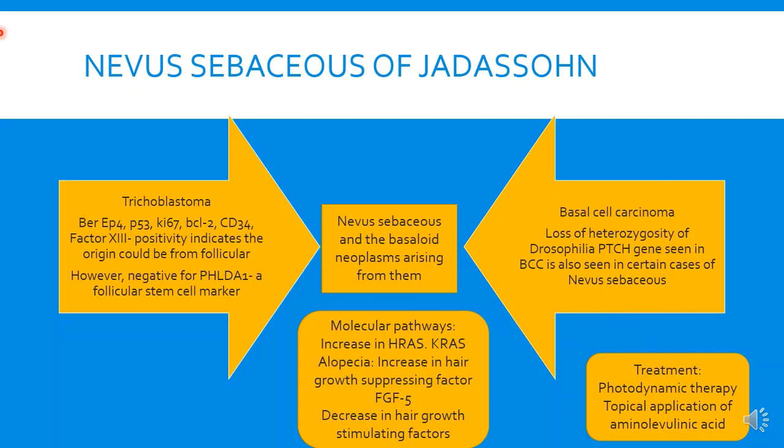If you look at the molecular pathways involved in nevus sebaceous, there is an increase in the RAS pathway, mainly HRAS and KRAS. And as to why there is alopecia in nevus sebaceous, it is interesting to see that there is an increase in the hair growth suppressing factor, fibroblast growth factor 5. That could be the reason for the patchy hair loss in nevus sebaceous. Also, along with it, there is a decrease in hair growth stimulating factors. Treatment for nevus sebaceous is photodynamic therapy or topical application of aminolevulinic acid.